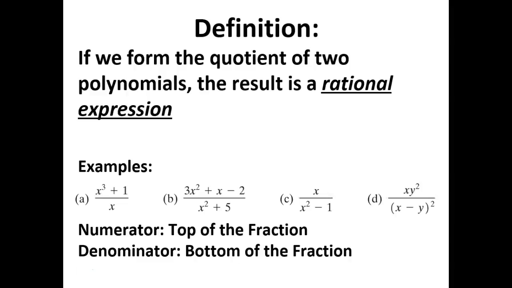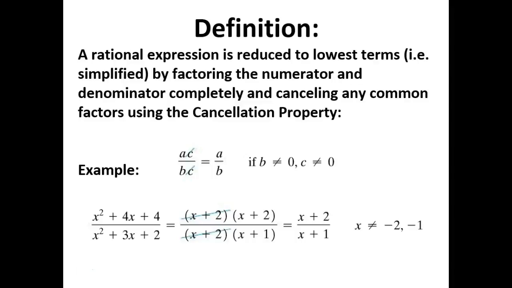So here we have these examples. All these examples are examples of rational expressions. They all have polynomials on the top and in the bottom. A rational expression is reduced to lowest terms by factoring the numerator and the denominator completely and then canceling any common factors using the cancellation property.